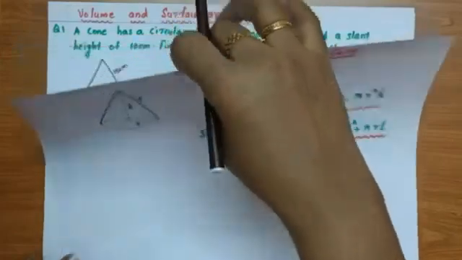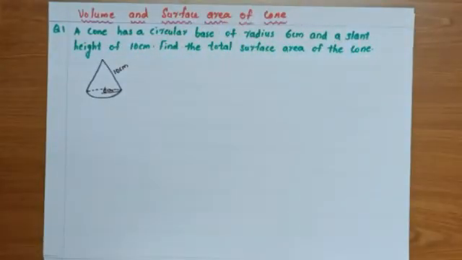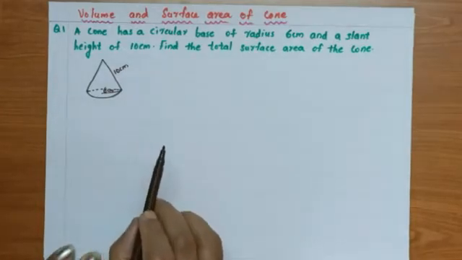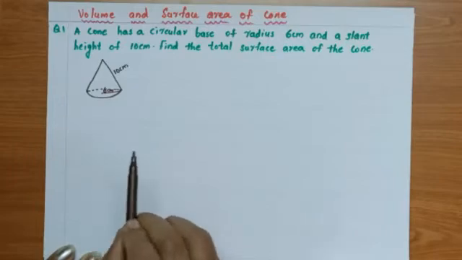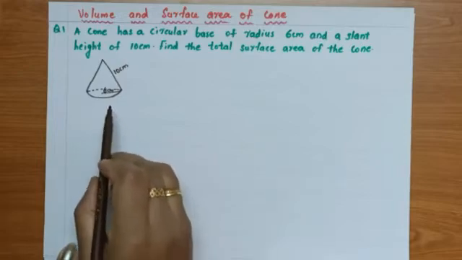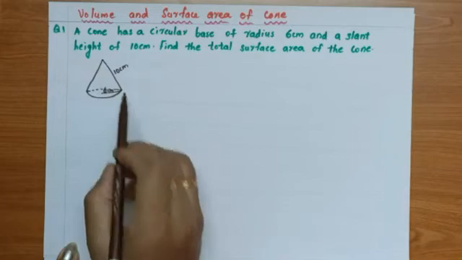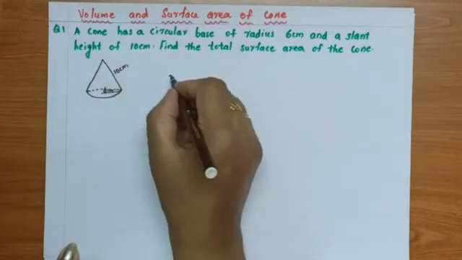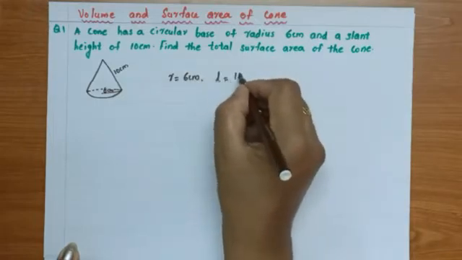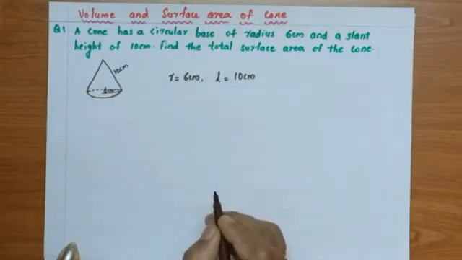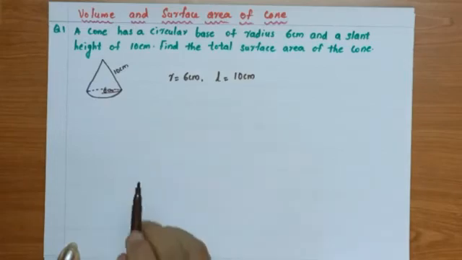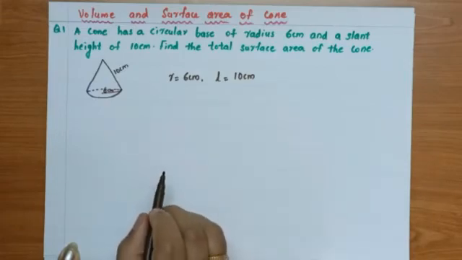Now we can start the question. Question number 1. Volume and surface area of a cone. A cone has a circular base of radius 6 cm and a slant height of 10 cm. Find the total surface area of the cone. Here the radius of the cone and the slant height, that means L, are given. So we can write radius equals 6 cm and the slant height L equals 10 cm. We have to find the total surface area of the cone.